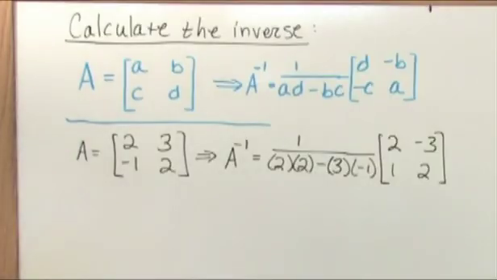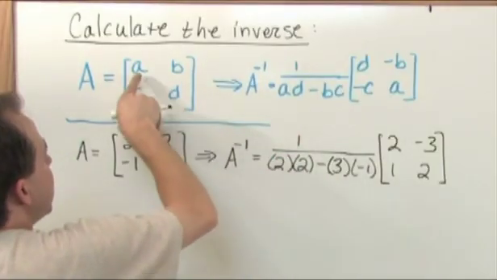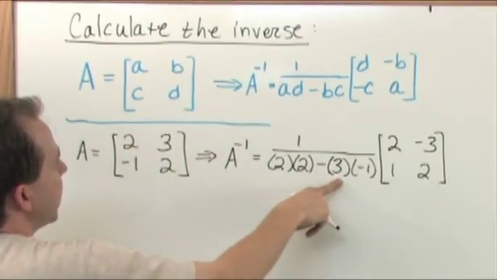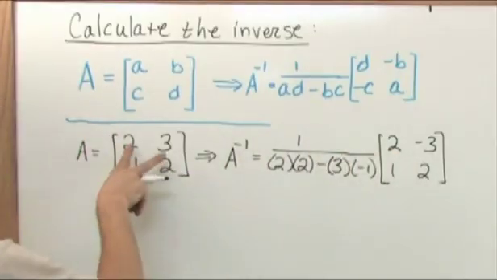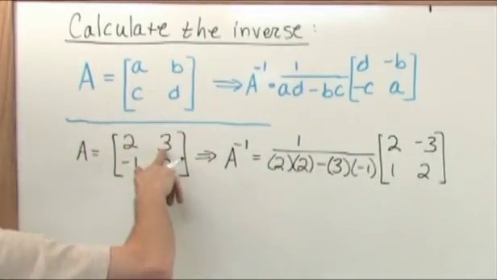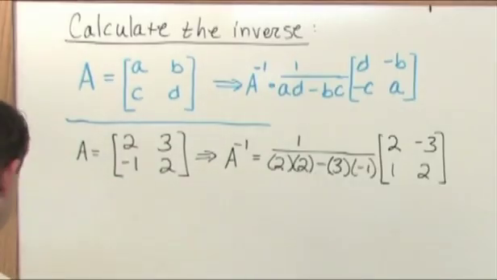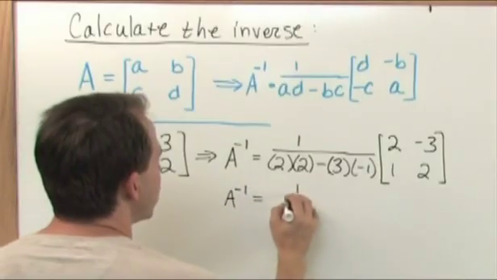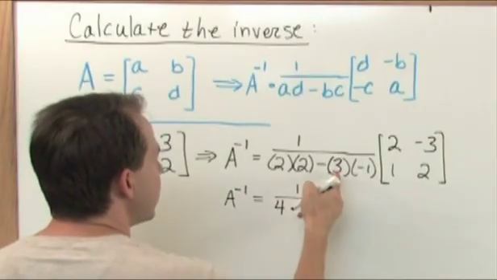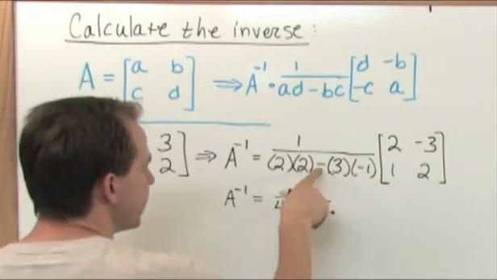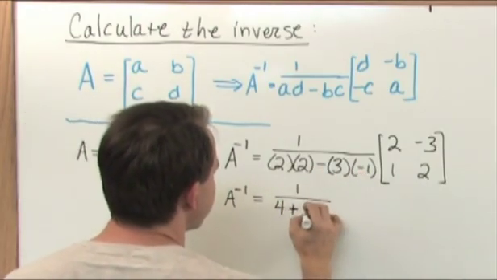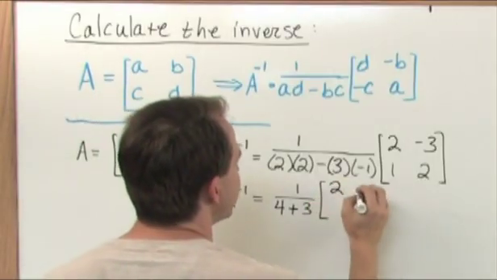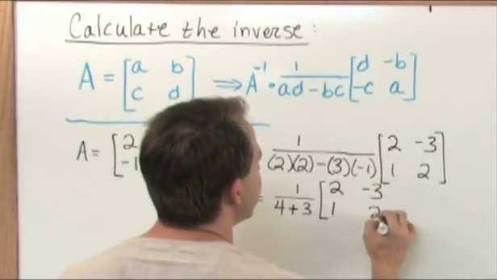So we followed our little formula: 1 over A times D minus B times C, that's down here, times the matrix with D and A flipped and with these two things negated. That's what we've done. Now let's finish calculating that and see what we have. So the matrix inverse is going to equal 1 over, 2 times 2 is 4, 3 times negative 1 is negative 3, but I have a negative out here, so it's going to be plus 3. So 4 plus 3, and then on the inside, it's the same old thing: 2, negative 3, 1, and 2.